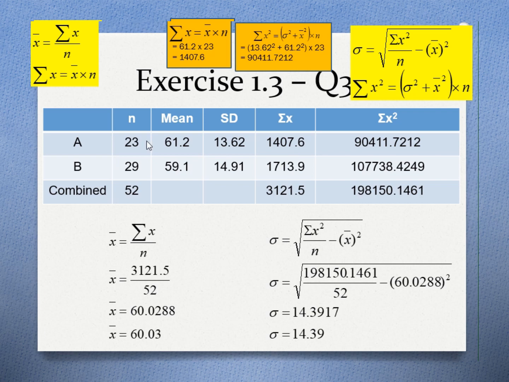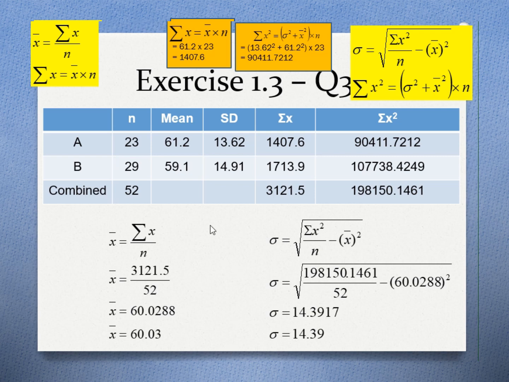if I were you, I'll put it in the calculator directly. 29 times bracket 59.1 squared plus 14.91 squared, according to the formula here. You can just put it in the calculator. Make sure you put a bracket if you want to put it in one shot. It'll be easier, you make less mistakes.